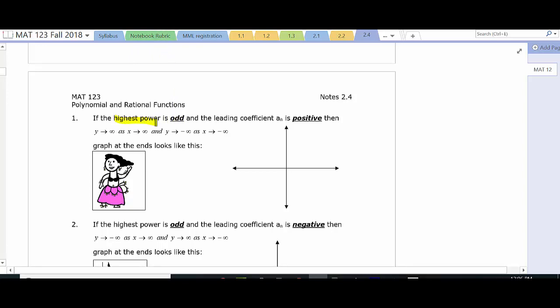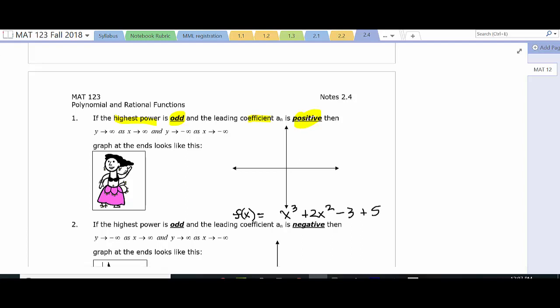Okay, if the highest power is odd and the leading coefficient's positive, then the graph looks like this. So I'm just going to give you an example to write down. Let's say we have x to the third plus 2x to the second minus 3x plus 5. That's a polynomial; you just add and subtract powers of x.